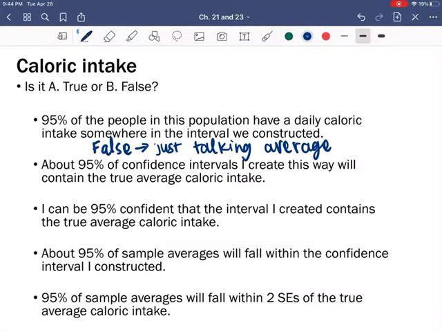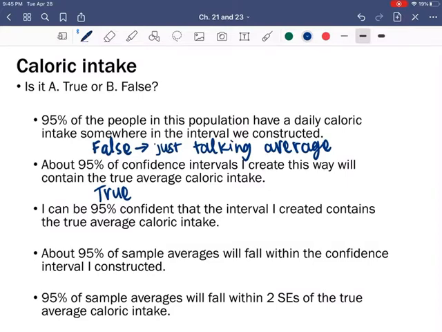About 95% of the confidence intervals I create this way will contain the true average caloric intake. Okay, that one is true. We haven't talked about that yet, but the way we become 95% confident about this is people have done research and found when they do 100 confidence intervals, 95 of them, give or take, contain the true average. That's why they're 95% confident. So that is true. If you do this over and over and over again, 95% of the time it will contain the actual average.